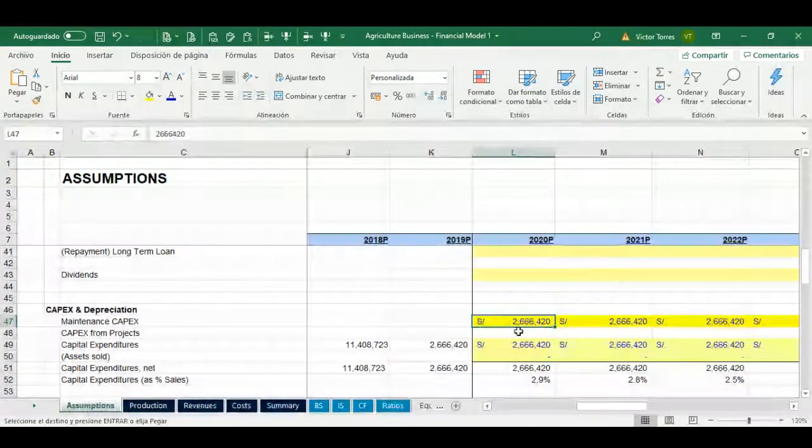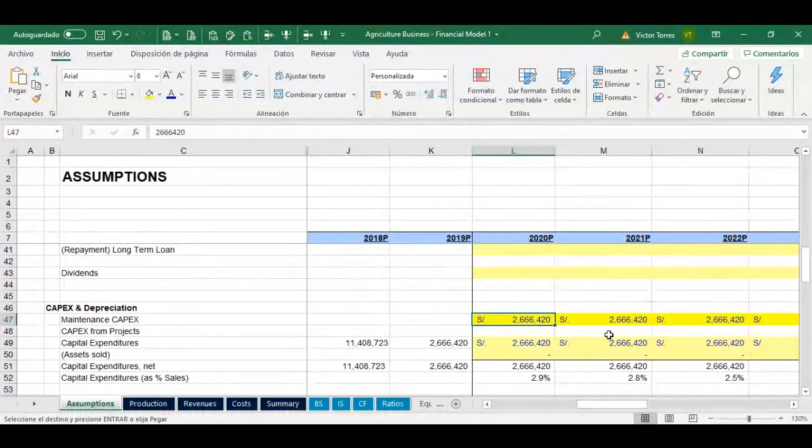I have made assumptions here in capex, right? We're not going to drill into how that's going to impact depreciation until later in the classes, right?